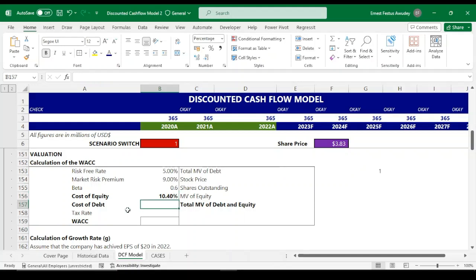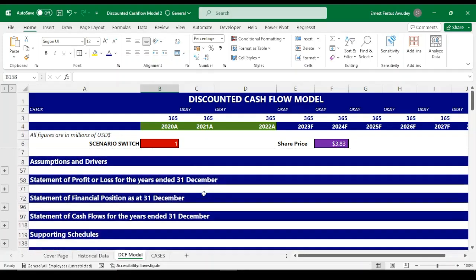Now for the cost of debt, the cost of debt is also calculated, but in this scenario we are going to assume the cost of debt. The cost of debt is usually quoted on the market. So it usually moves with the cost of the particular bond or preference share that the company is issuing. All right, so that is it. So for the cost of debt here, let's say 2.43%. Okay, and then for our tax rates, we can actually get that from our assumptions and drivers here.